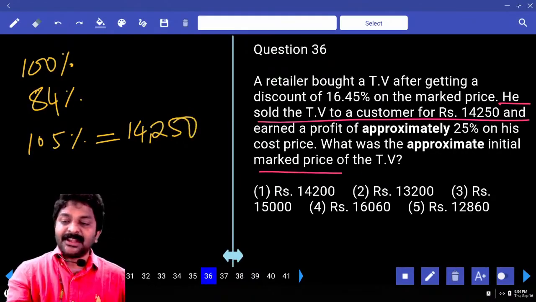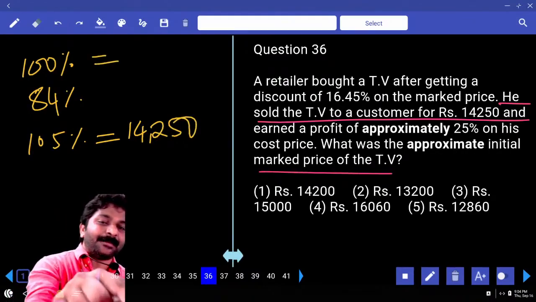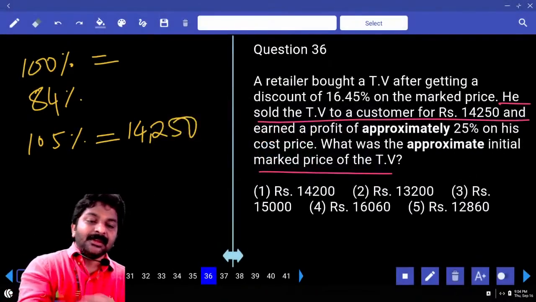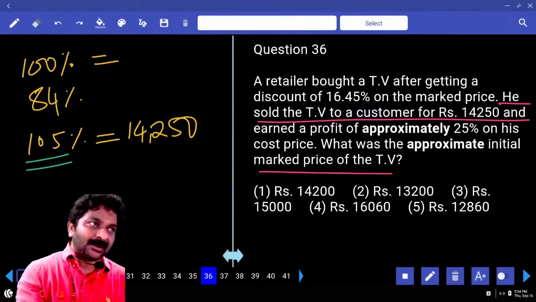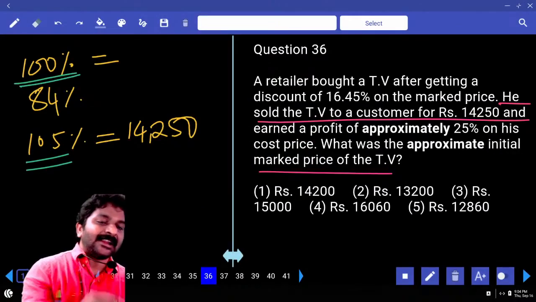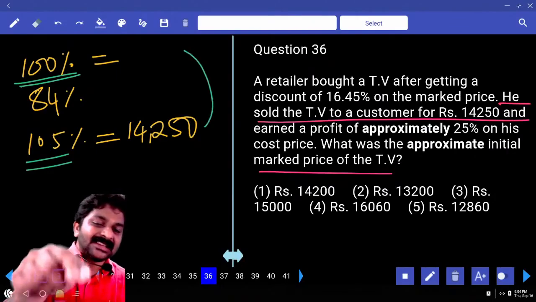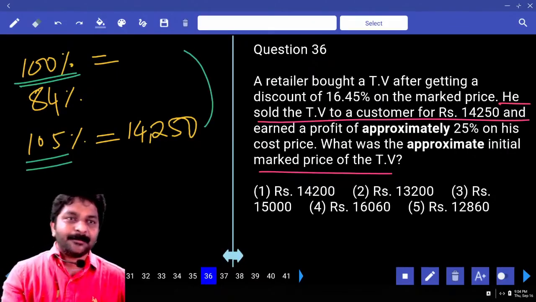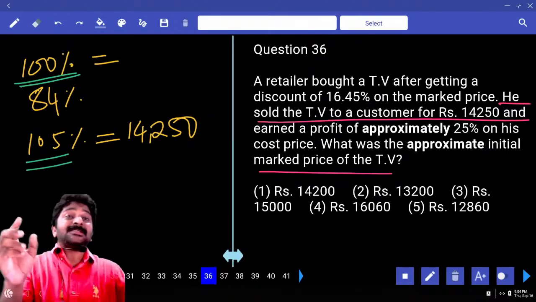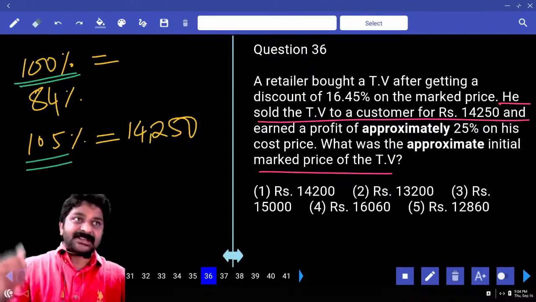If that is equal to 14,250, your question is to identify the market price. Market price in the sense 100%. If 105% is 14,250, we want to calculate 100%. 100 is less than 105 only? Then our answer is less than 14,250 only? Can you tell me approximately it will be in how many thousands?